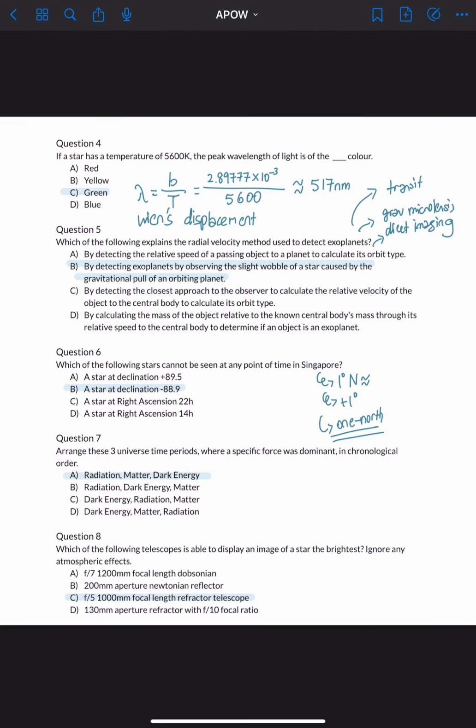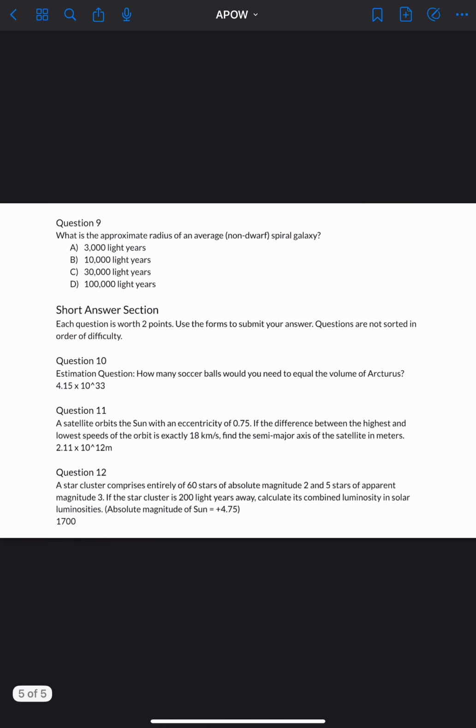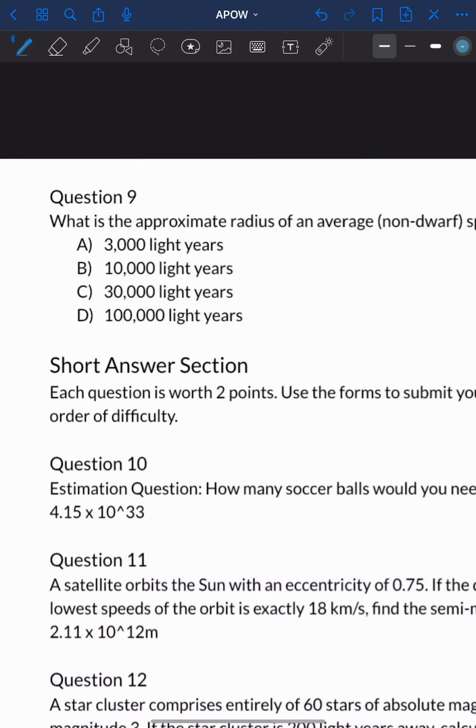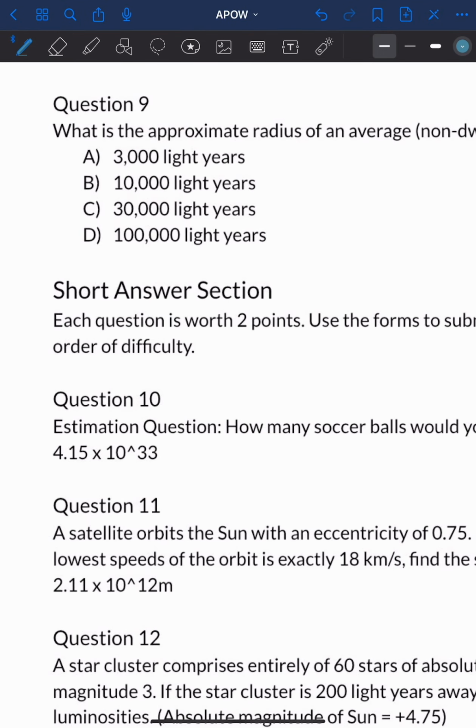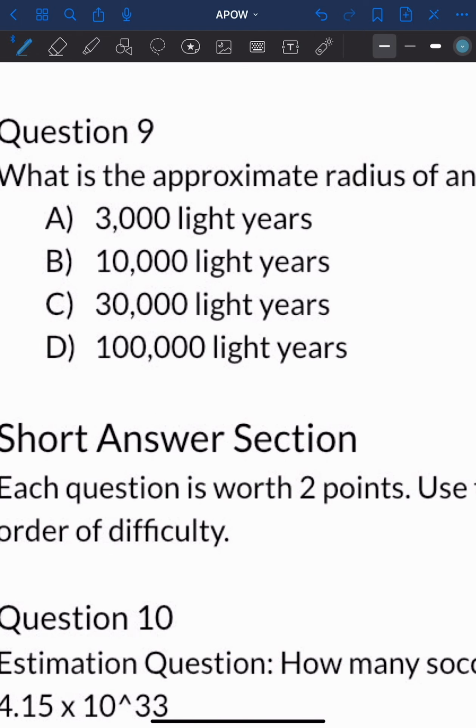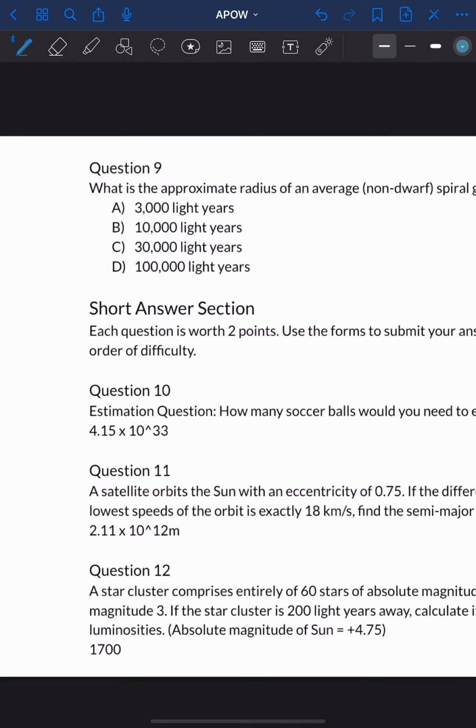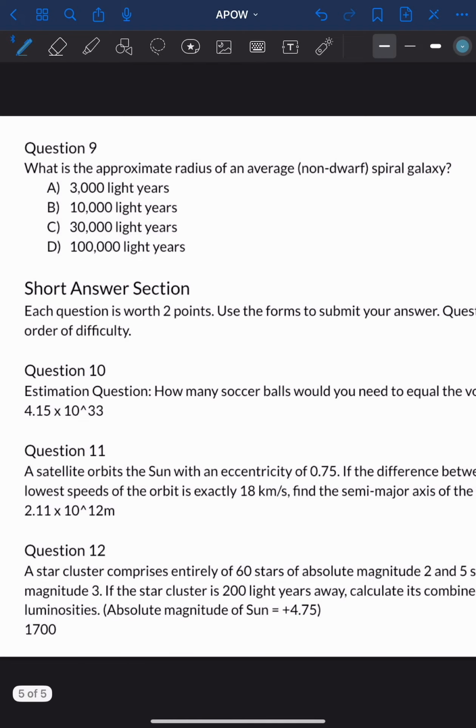Anyway, moving on from this page, we have question 9. And in fact, this is the last page. It's quite a quick go through, to be honest, possibly because I did this earlier, so I kind of know how to do everything. But it's not easy. But if you know the right concepts, it's not hard either.